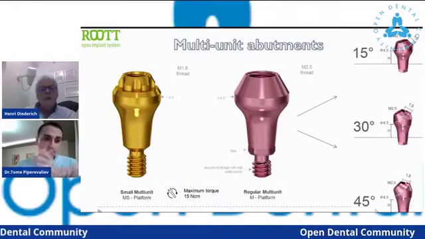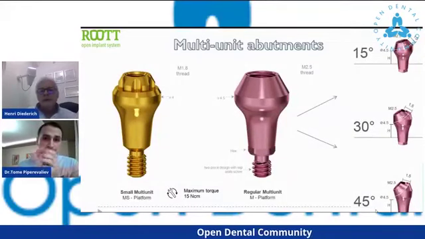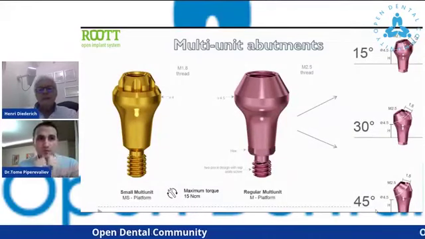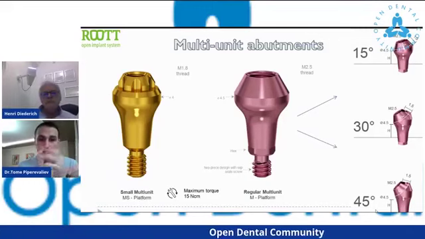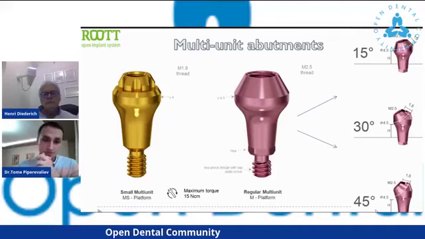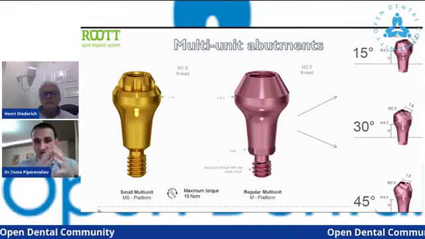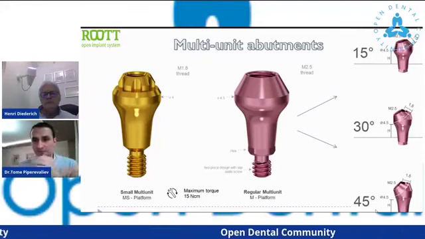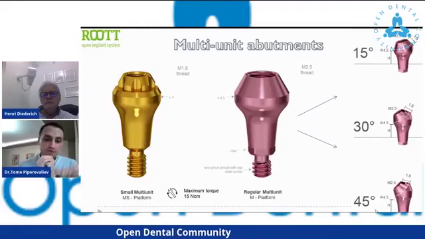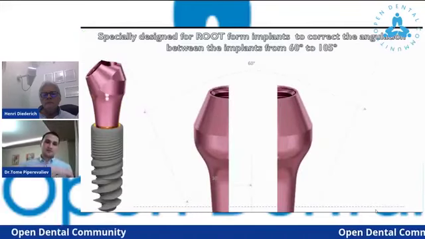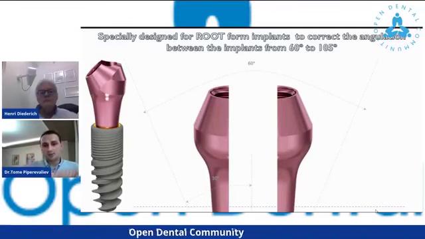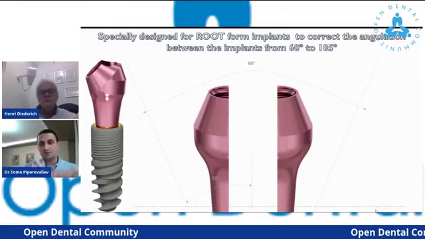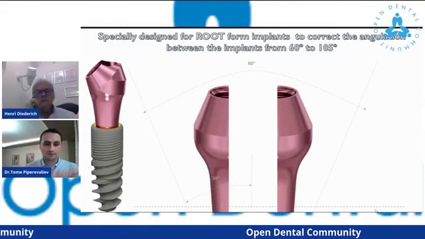As I said, for screw-retained constructions, we are using multi-unit abutments. In the open implant system by Root, they are divided in 2 groups, small multi-units and regular multi-units, and they can be straight or angled by 15, 30, and 45 degrees. Multi-unit abutments are specially designed for root form implants to correct the angulation between the implants from 60 to 105 degrees.